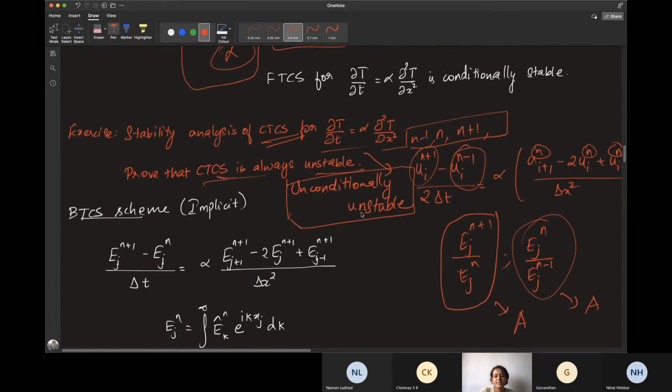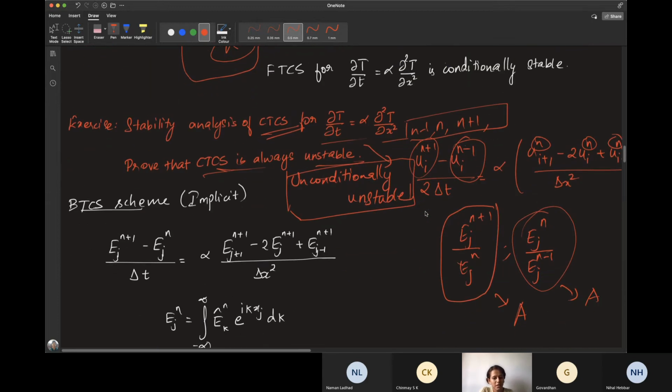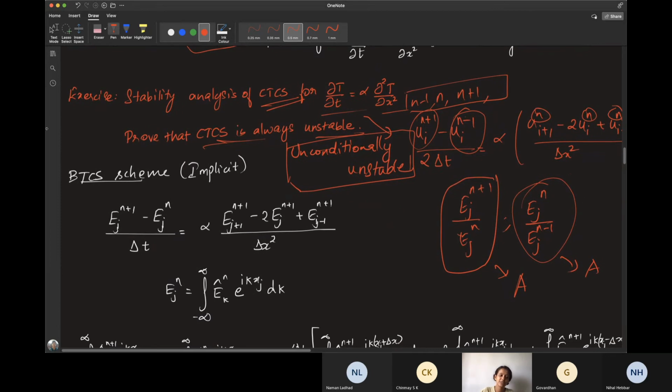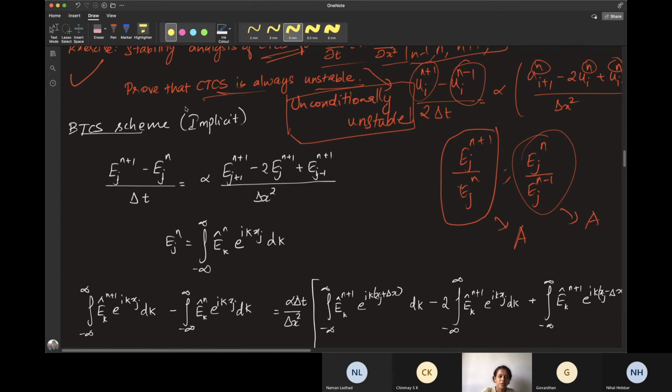So this is a terminology used, unconditionally unstable. So now we'll go for BTCS. You can try CTCS as an exercise. I'll do BTCS now: backward in time and central in space. So this will be an implicit scheme.